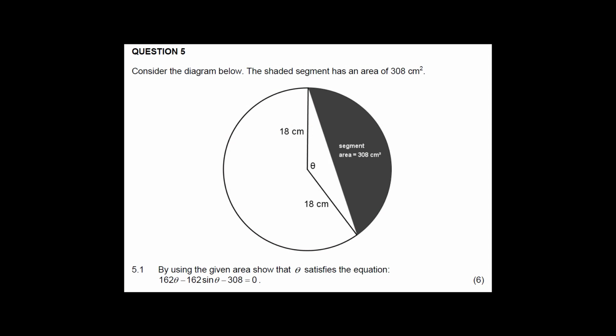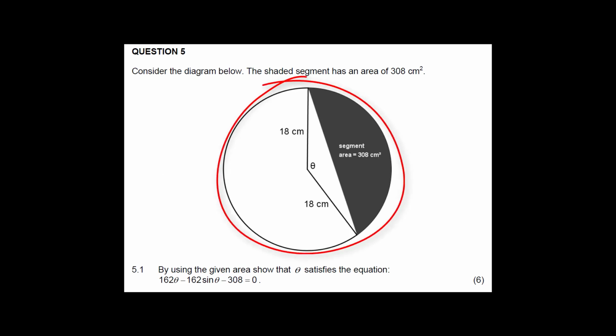By using the given area, show that the angle theta satisfies the equation 162 theta minus 162 sine theta minus 308 equals 0. Let's take a look at the diagram in question and see what areas they are showing us.